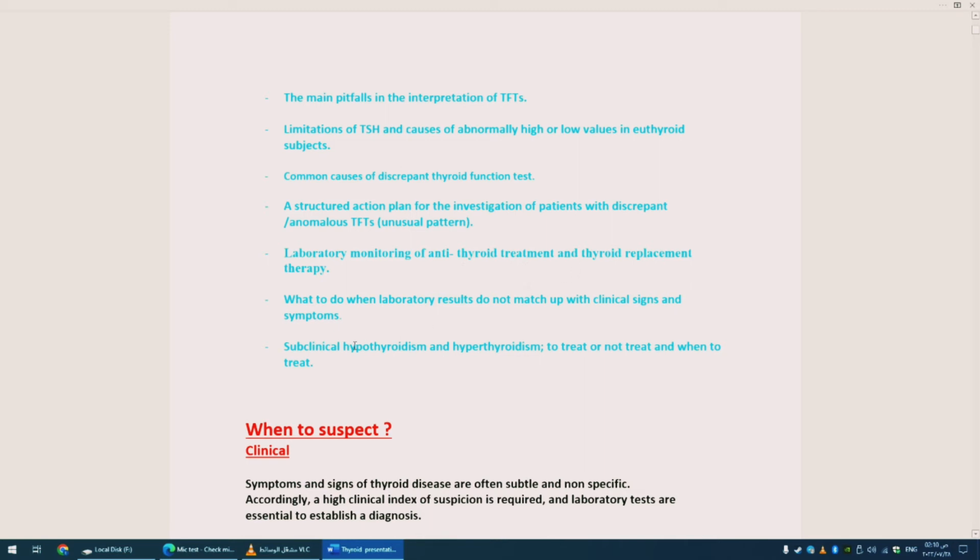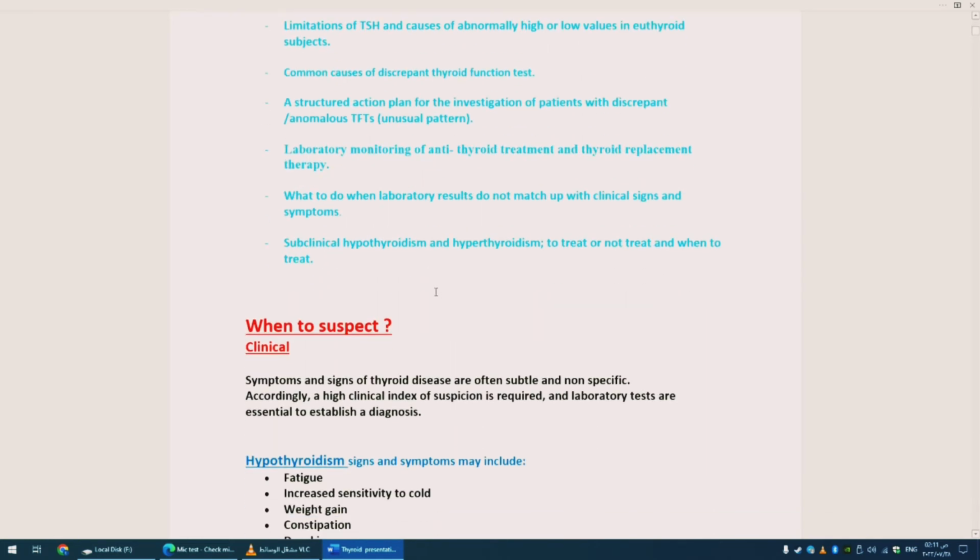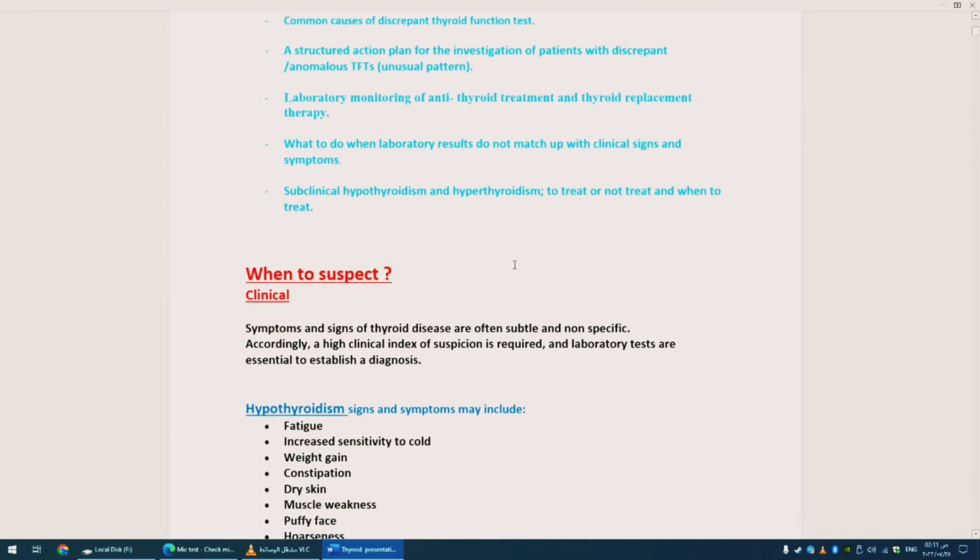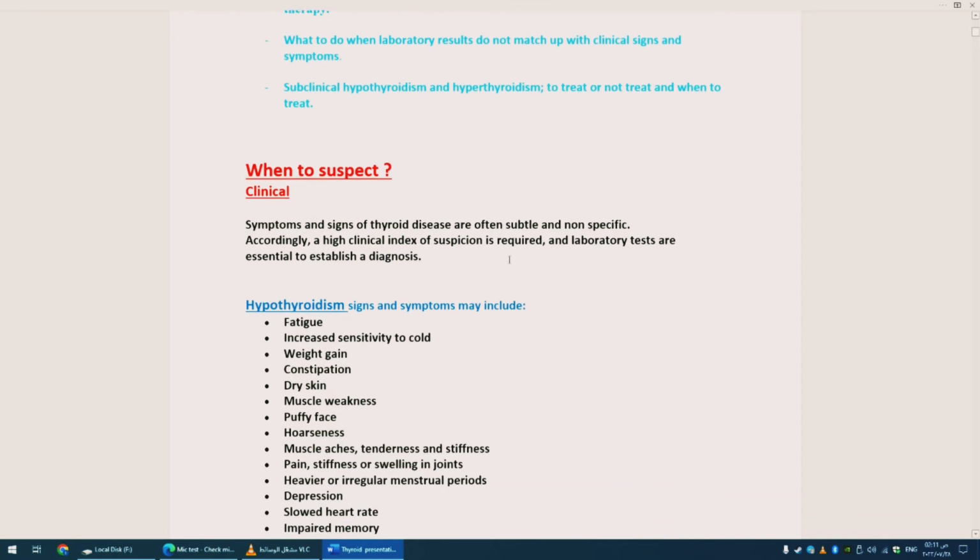What should be done when thyroid function tests do not make sense? Sometimes clinical signs and symptoms do not match up with the lab. And finally, subclinical hypothyroidism and hyperthyroidism. To treat or not to treat. When to suspect thyroid disease?